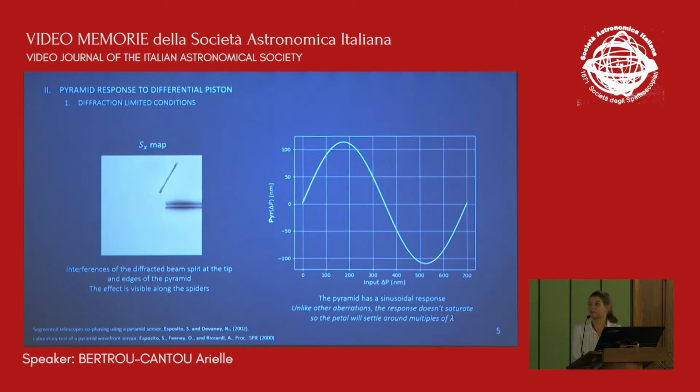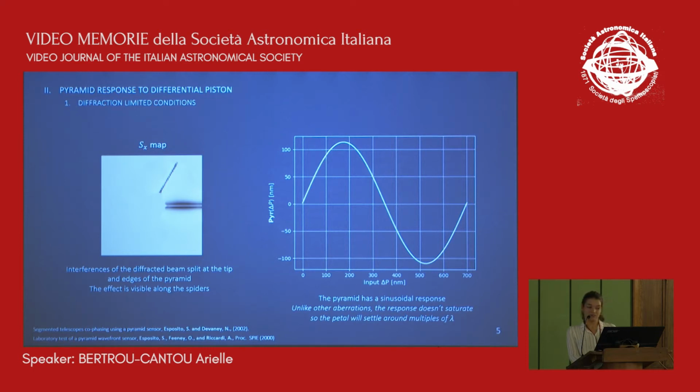So to understand why the pyramid can actually sense the differential piston, we just have to look at the diffraction theory of the pyramid. When the beam is split at the tip or edges of the pyramid, it creates a pattern in the pupil plane that contains some information about this differential piston, and it has a sinusoidal relationship. Unlike all other aberrations, which saturate at some point, so you can always go back to 0, here it never saturates, so if you make a correction, it will settle around lambda.